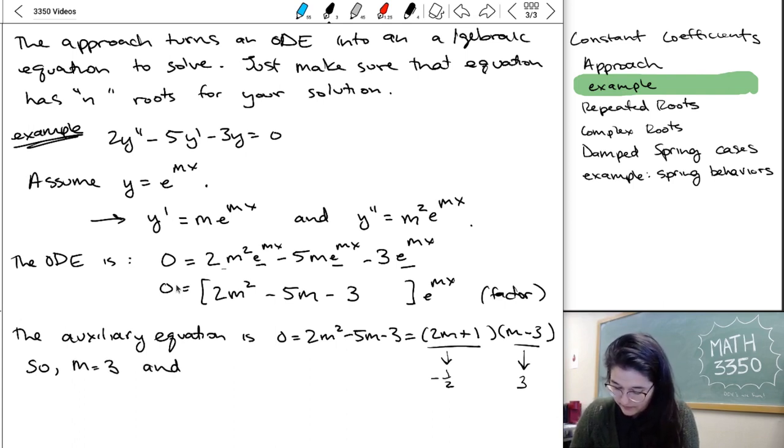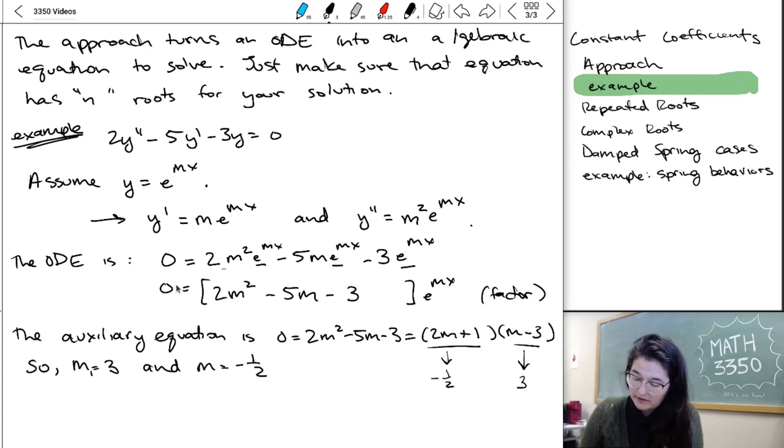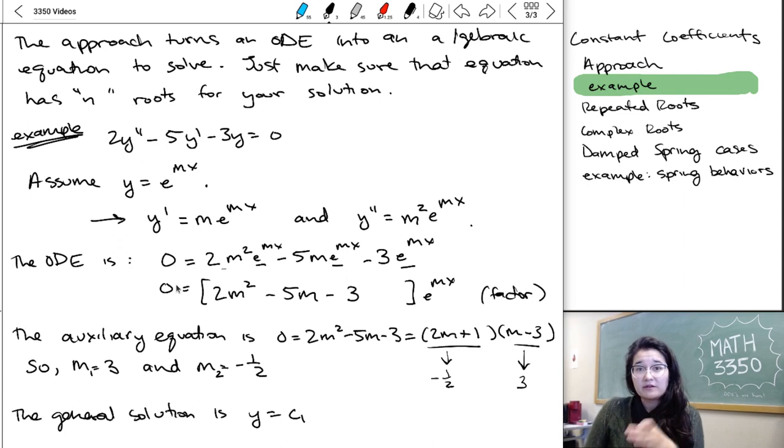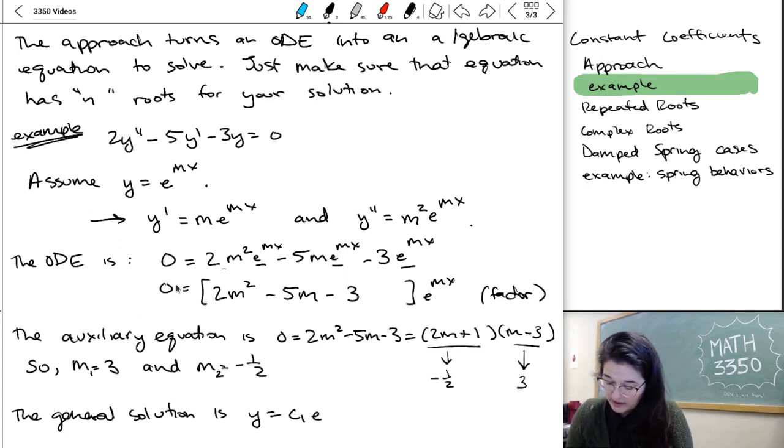To solve that equation, or in the notation of how we wrote out those solutions in the steps, my m1 first root is 3, my m2 the second root is minus a half. And the general solution is taken by multiplying by constants and putting those m's back into the exponential. So c1 e to m1, or 3x, plus c2 e to m2, or minus 1/2 x.